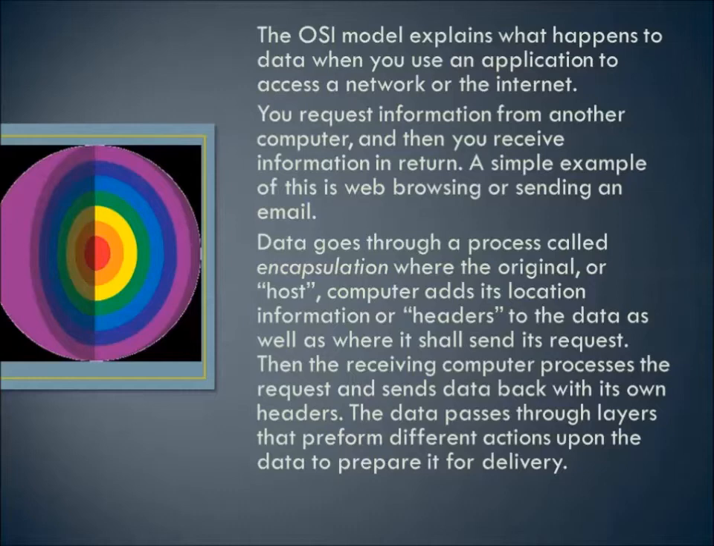You request information from another computer, and then you receive information in return. A simple example of this is web browsing or sending an email. Data goes through a process called encapsulation where the original, or host, computer adds its location information or headers to the data as well as where it shall send its request. Then the receiving computer processes the request and sends data back with its own headers. The data passes through layers that perform different actions upon the data to prepare it for delivery.